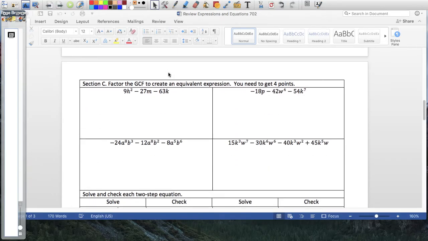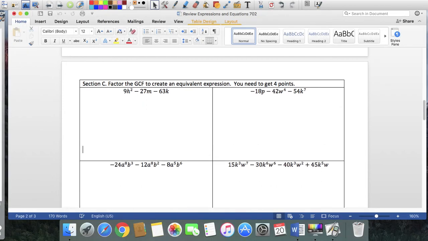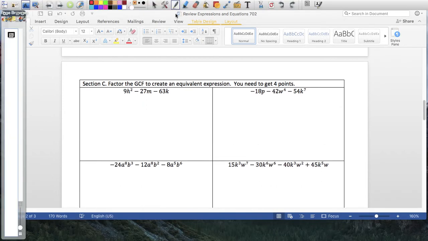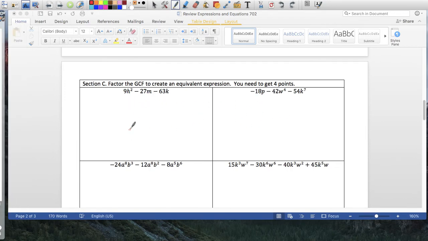So factor out the GCF. You can use a ladder method if you like. For this one, the ladder method works nicely because you don't have to worry about common variables, terms that have the same variables. So you don't have to pull a variable out. Here, the highest number is 9. 9 goes into 9h squared one time, so 1h squared, minus 27 divided by 9 is 3, or 3m, minus 63k divided by 9 is 7k.